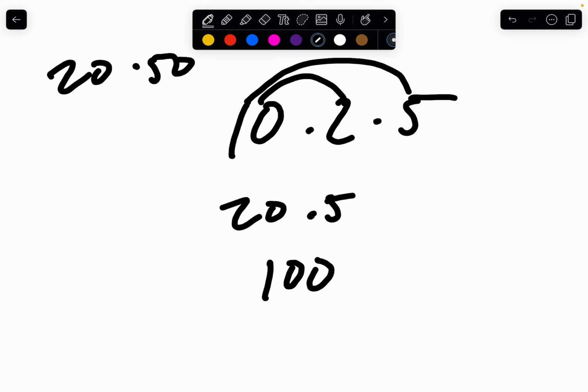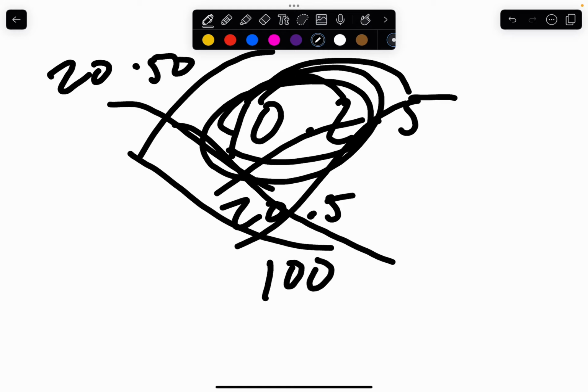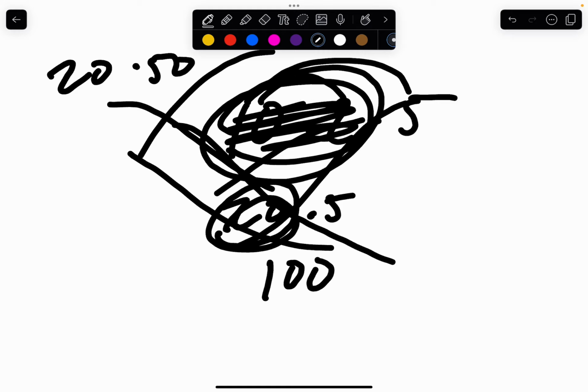Is that what we do here? No, no, no, no, no. When you do 10 times 2, that is 20. The 10 and the 2 are gone. They become the number 20.